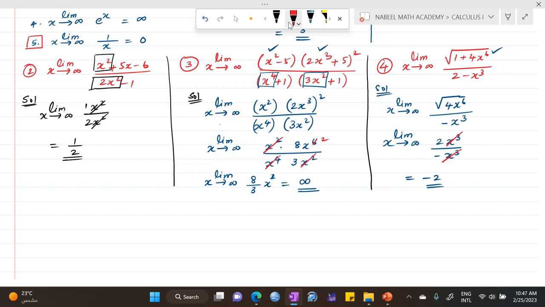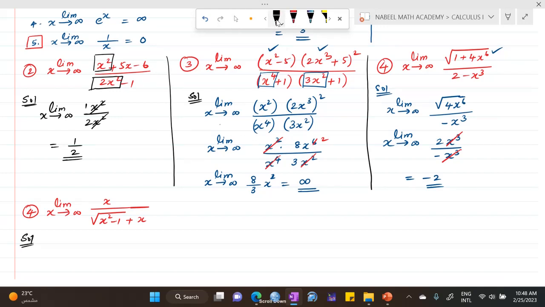Number 4. Limit x approaches to plus infinity, and here x over square root of x square minus 1 plus x. So this is a somewhat special problem here. So why it is special?